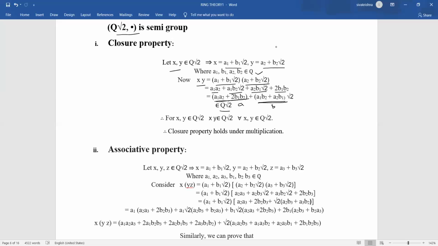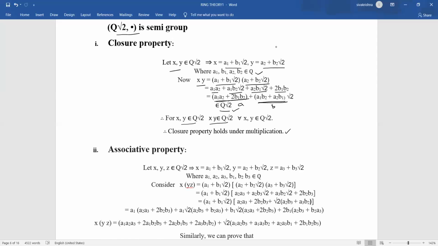So clearly this is of the form a plus b root 2, and every element of the form a plus b root 2 belongs to Q root 2 whenever a, b are rationals. Here a is a rational number and b is a rational number. Therefore, this particular element belongs to Q root 2. Therefore, I considered x comma y in Q root 2 and have proved xy belongs to Q root 2. This shows that the closure property holds with respect to multiplication.